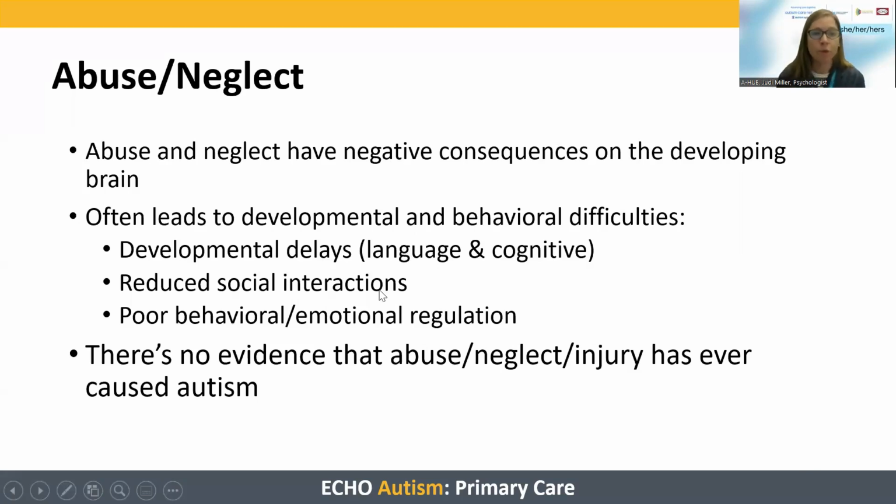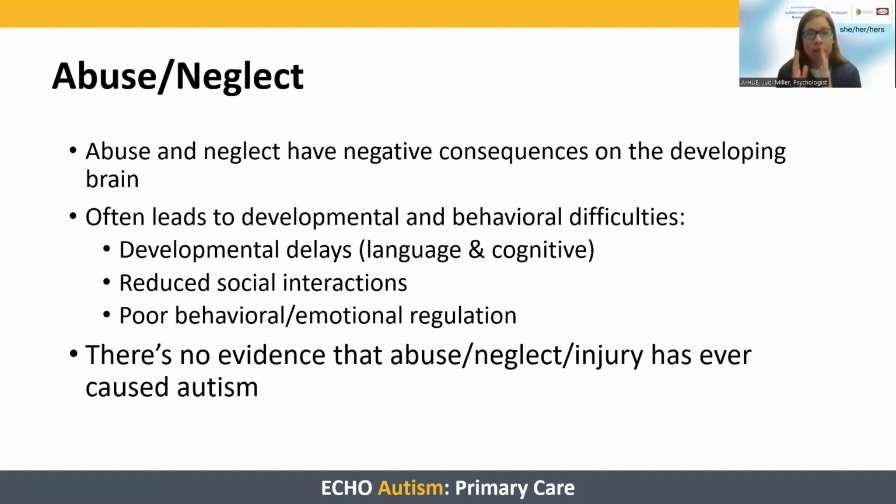Abuse or neglect. Abuse and neglect have negative consequences on your brain and on your well-being and your development. But there is no evidence that abuse or neglect or a head injury or other kind of injury has ever caused autism. So that's an important differential. We hope that would help parents reduce one more possible source of parental guilt. There is nothing that you did, even if you did a lot of not great things, which nobody's saying you did, but even very significant abuse and neglect does not cause autism.